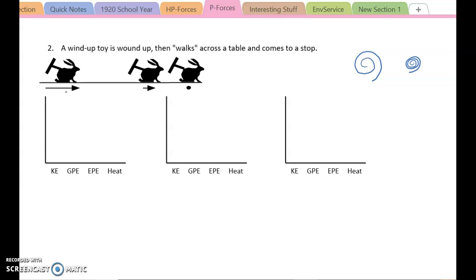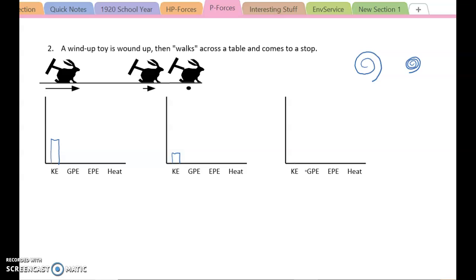So a lot of times we think of wind-up toys as starting initially from rest, but we're not starting from rest. We're starting from the point where the wind-up toy is already moving. And you can see that this arrow is getting shorter and shorter until it stops. I think for this problem, what I'm going to do is go one energy at a time. So first I'm going to focus on KE, then GPE, then EPE, and then heat. So initially, this wind-up toy has a bunch of KE. In the second frame, it has less KE. And at the end, it has no KE. In terms of GPE, this toy never leaves the ground, so it doesn't have GPE at all in any of these frames.